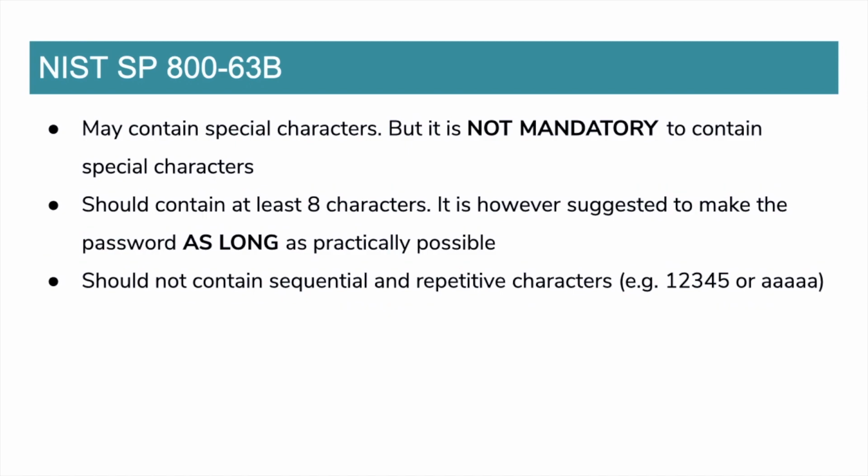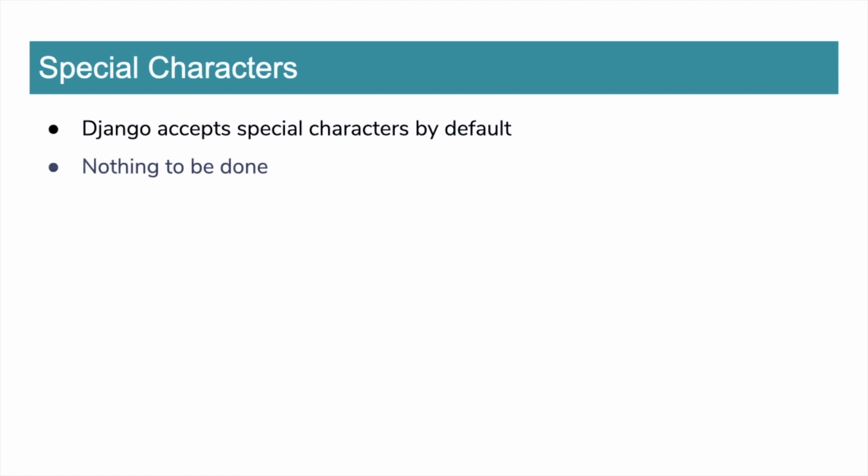So one is with respect to the special characters, then the minimum length, and also not allowing sequential and repetitive characters. Let's consider the first thing, special characters. The requirement is that it is not mandatory to implement special characters in the password, so we don't need to do basically anything. By default, Django accepts special characters. What we are doing here is going back on the traditional password policy, in that we are not enforcing the users to have special characters in the password. So in this case, basically nothing is to be done.